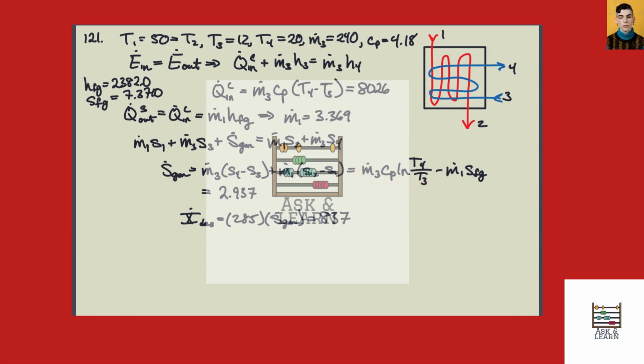Again, we know the mass flow rate from mass conservation, right? m4 is m3 and m2 is m1. So this is the entropy generated in the lake water. And then this value here, we know it's actually the entropy of vaporization, or entropy of condensation. Again, we can look that value up for water at 50 degrees C, and it's there. So we get a rate of entropy generation of 2.937 kilowatts per Kelvin.